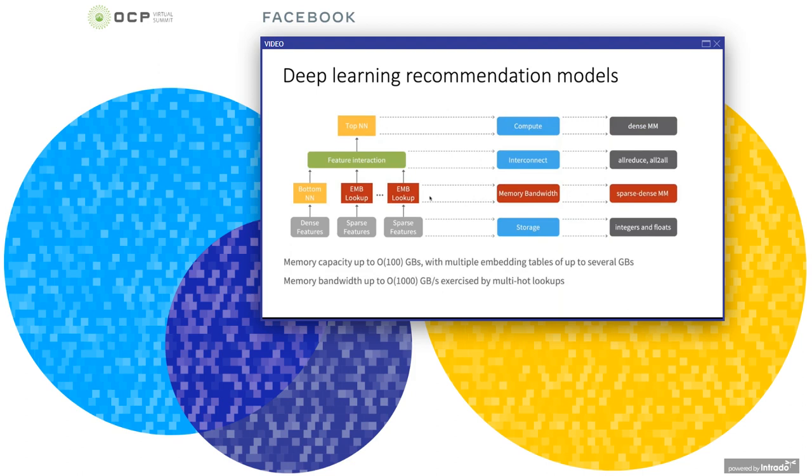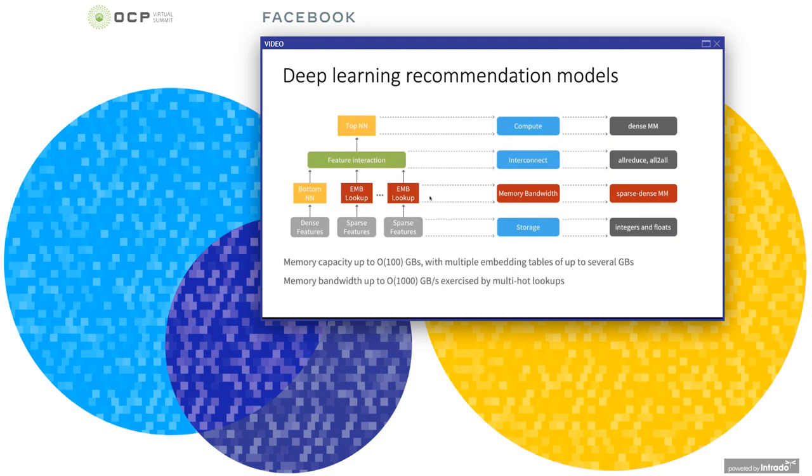Finally, embedding lookups require two things from the memory system. They require memory capacity on the order of hundreds of gigabytes with multiple embedding tables, each taking several gigabytes. And they require memory bandwidth of up to 1 terabyte per second, which is exercised by the multi-hot lookups into the embedding tables.